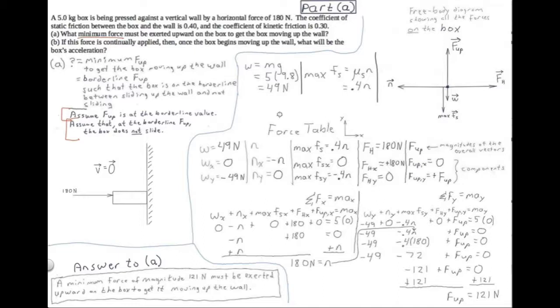Here again is a summary of our solution for part A. Part A was a minimum problem dealing with whether the box would slide, and we know a method for dealing with that type of problem. The method is to assume that we're at the borderline and to assume that at the borderline the box does not slide. Those assumptions mean that we should be using maximum static friction for part A, and that allows us to use the special formula for maximum static friction. And the assumption that the box is not sliding also justifies us in substituting 0 for both a sub x and a sub y. Now let's look at the solution for part B.